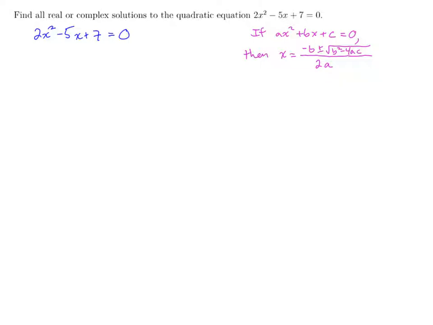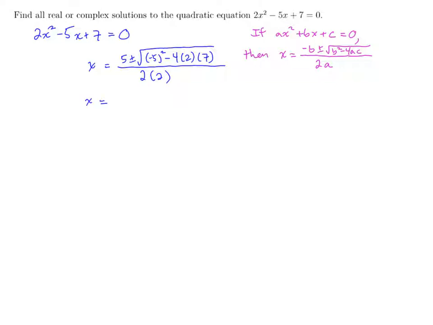So we'll use that here, and we'll then have that x is equal to, and in this numerator we'll have the opposite of b, which will be 5, since our b is a negative 5, plus or minus, and then we have the square root, and inside there we're going to put b squared, so that'll be the number negative 5 squared. We have minus 4ac, so minus 4 times 2 times 7. And that's all over 2a, so it's all over 2 times 2.